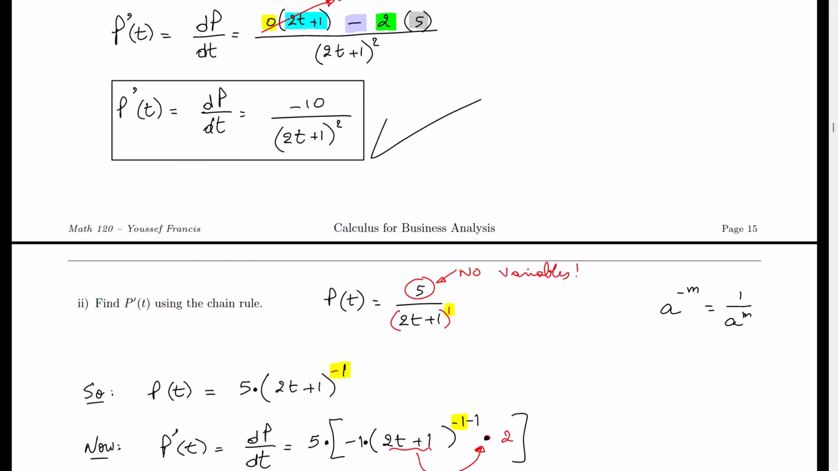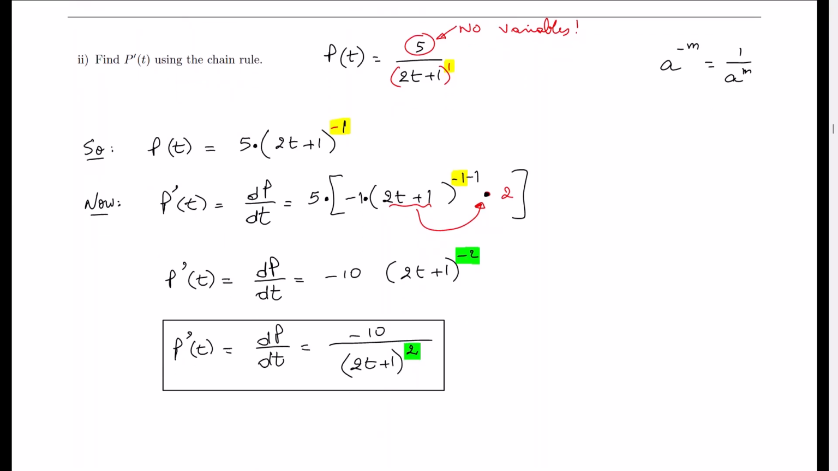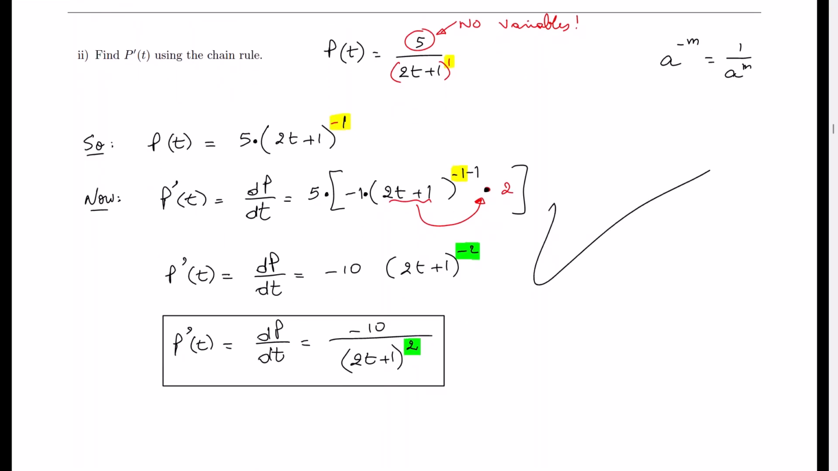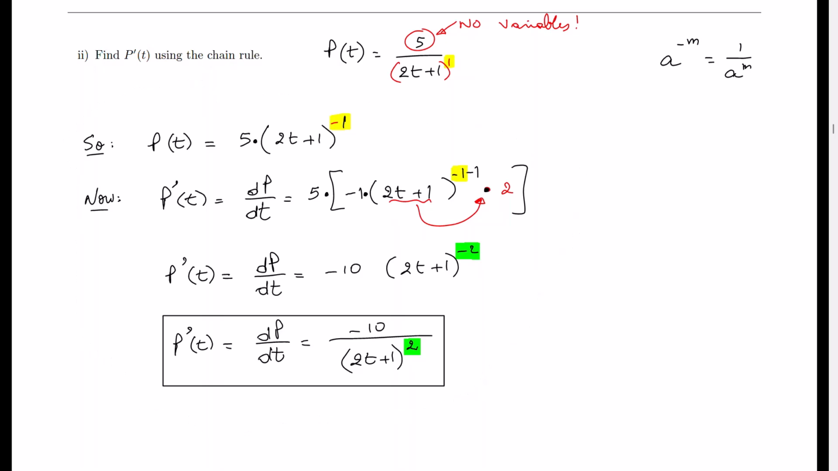So why are we doing this? We're doing this because I want to demonstrate that it doesn't matter which rule you use. Sometimes one rule, in this case the quotient rule, may be worse to use than the chain rule. The chain rule may be easier or faster to apply. And by the way, once you have a lot of practice with the chain rule, this will be a piece of cake, whereas the quotient rule is always going to be a little bit more complicated to apply.